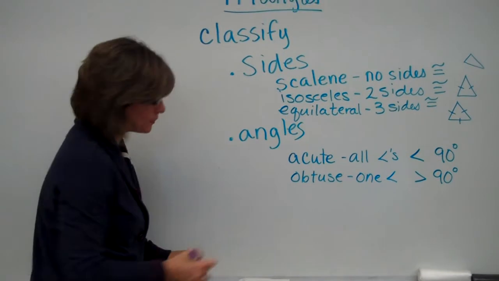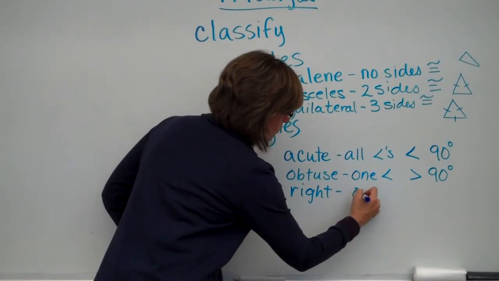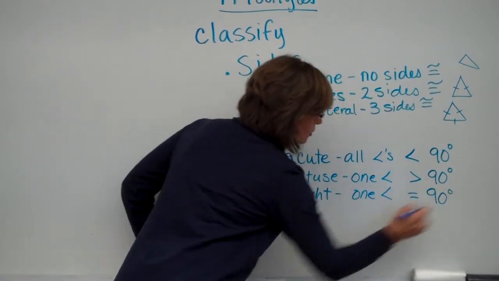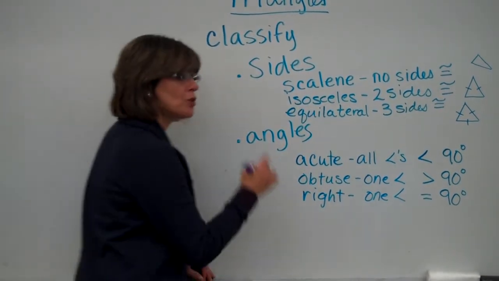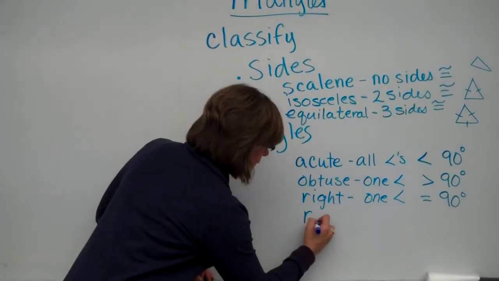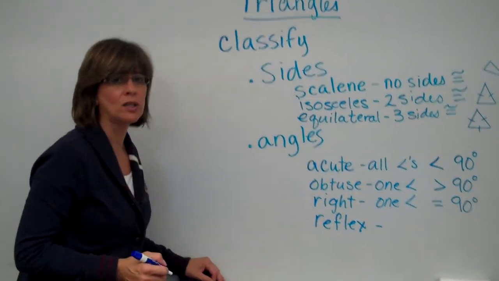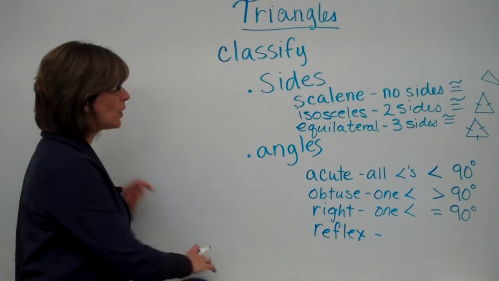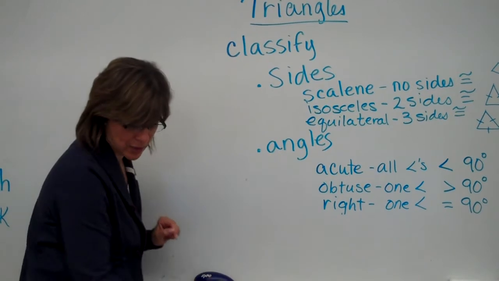And then the last type is a right triangle, which has one angle which is equal to 90 degrees. I have one more to add here now, which you probably have never done before, and it's a reflex angle. And a reflex angle is, you know what, I'm not going to do that here. I'm not going to do it with triangles. I'm going to wait and do it with angles.